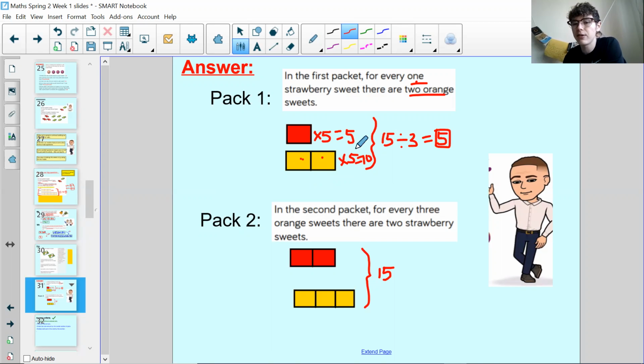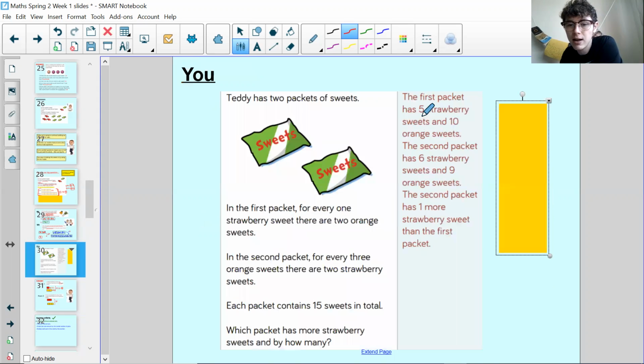So we know that 10 add 5 gives us our 15 in total, which gives us that almost sense of reassurance that we've done it correctly. And we know that there are 5 strawberry sweets and 10 orange sweets. So we can double check that, yeah, 5 strawberry sweets and 10 orange sweets.